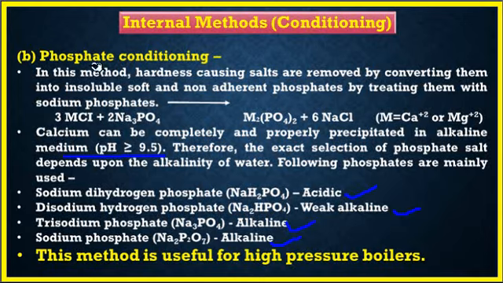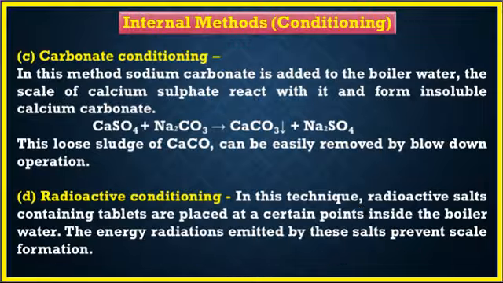So phosphate conditioning is generally used in the high pressure boilers, in which various types of sodium phosphate can be added to the boiler feed water, which convert the scale forming precipitates into the soluble phosphates. Next one is the carbonate conditioning.